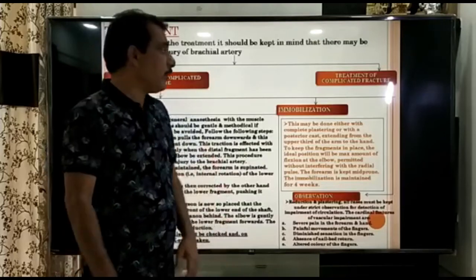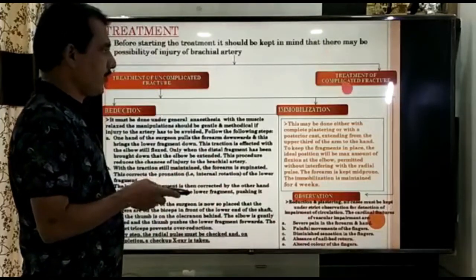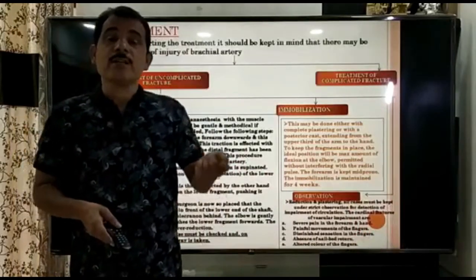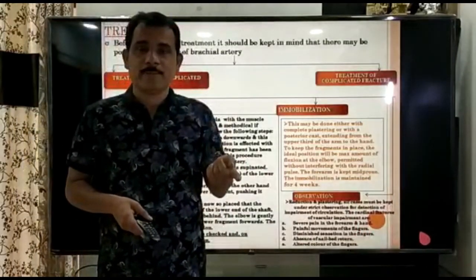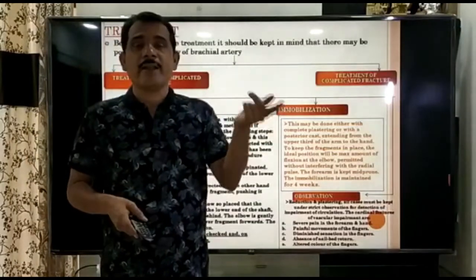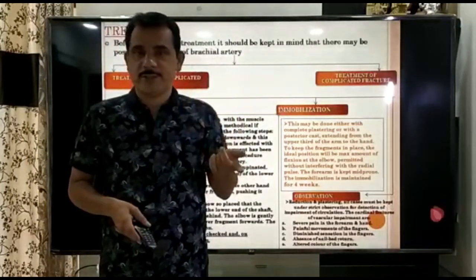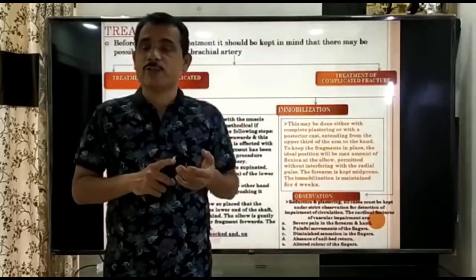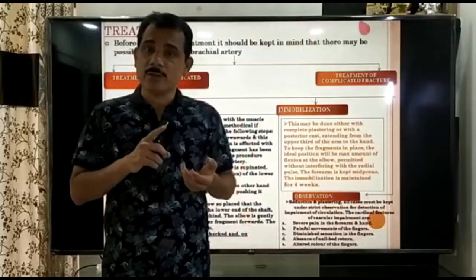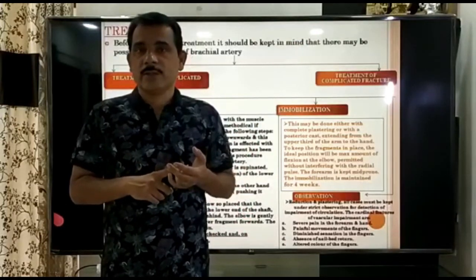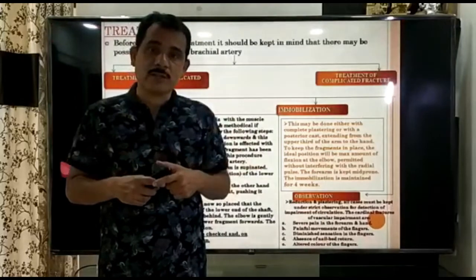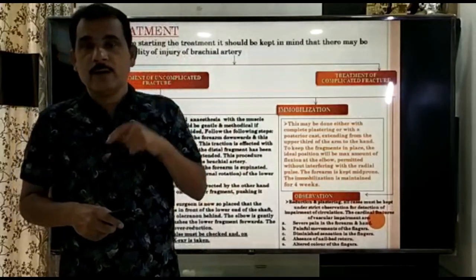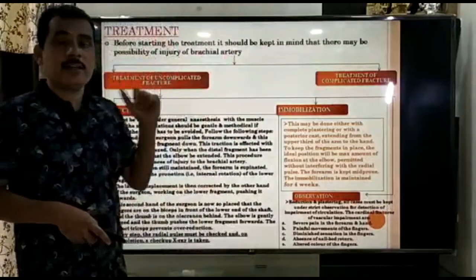Then lastly, the treatment of a complicated fracture should be done by first correcting the complication, and then proper reduction and immobilization. For example, if there is injury to the brachial artery, either laceration or tear, that should be repaired first. If there is injury to a nerve, that should be repaired first. If there is injury to any surrounding articular structures, that should be repaired first, and then go for the reduction of the fracture and the immobilization.